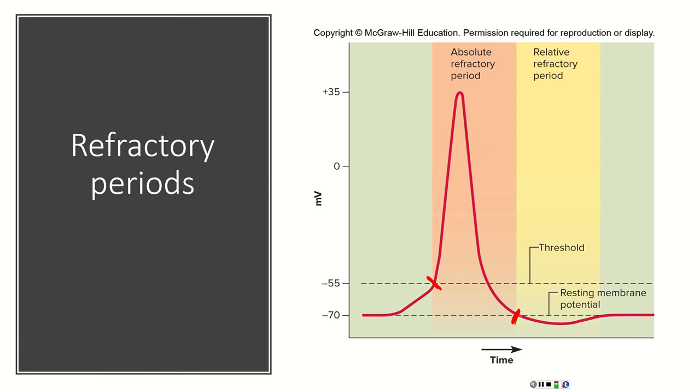Now, during this hyperpolarization phase, we have something called a relative refractory period here in yellow. During this phase, we can get another action potential if it is a really strong stimulus. If the stimulus is strong enough, then we can get another action potential during the relative refractory period. But during the absolute refractory period, we cannot get another action potential regardless of how intense the stimulus is.